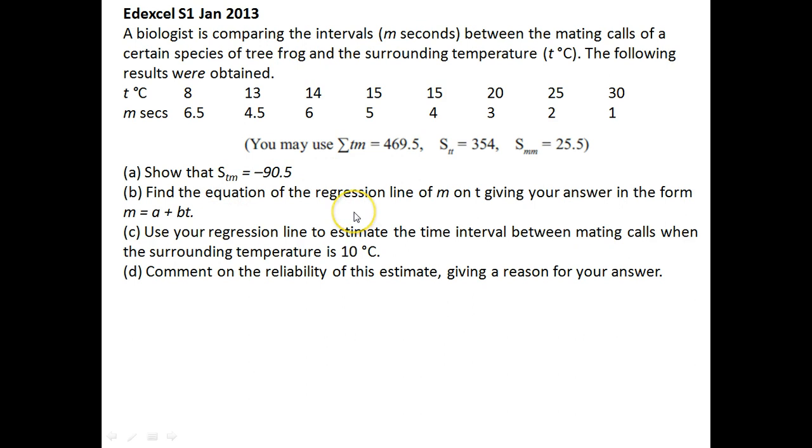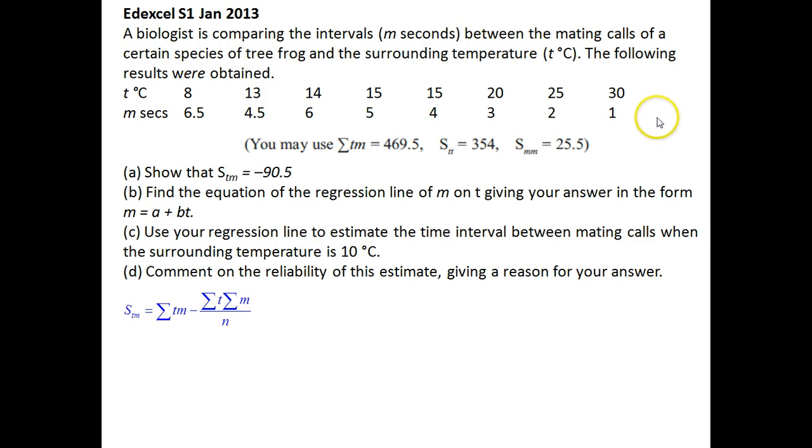Find the regression line of m on T, and then use your regression line to estimate the interval when the temperature is 10 degrees, and then comment on the reliability. So we're given some of the summary values. We need S of Tm. Well, S of Tm would be the sum of each t times m, which we are given, minus the sum of t times the sum of m, all over n, how many we've got.